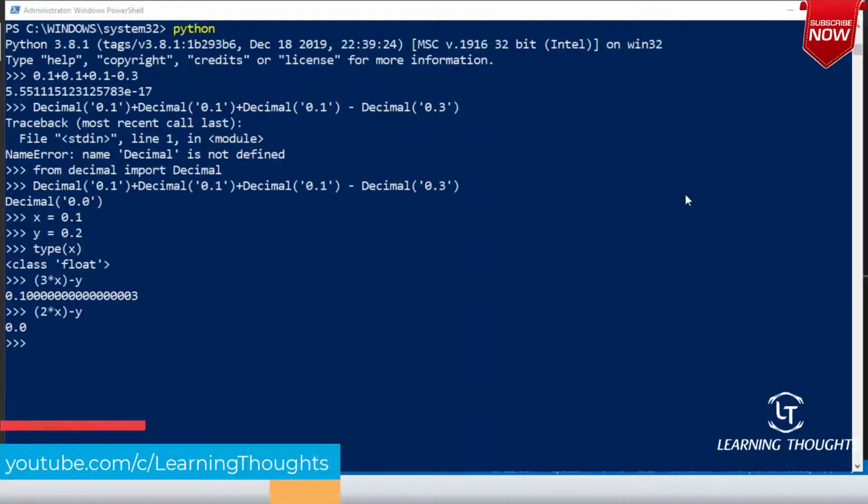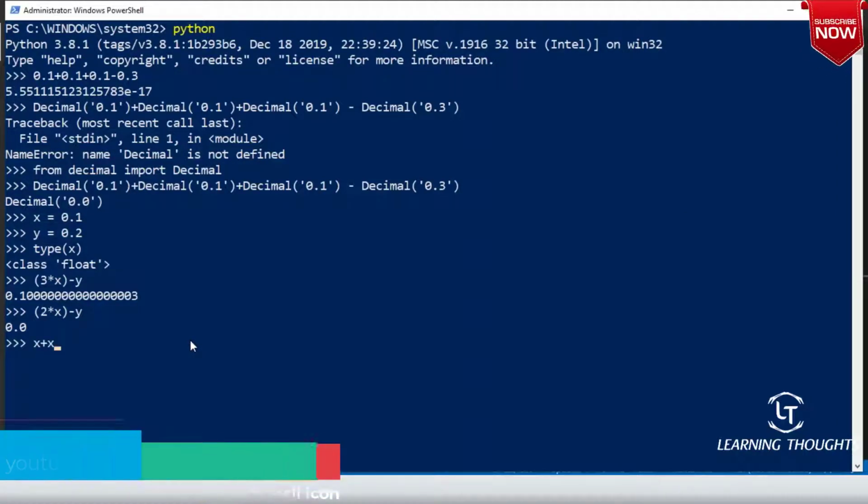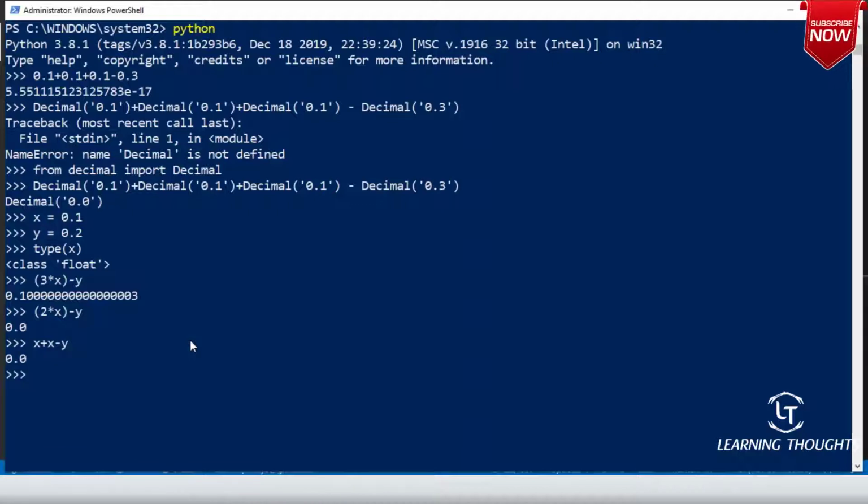Now, if I write x plus minus y, it is working. If you type 0.1 plus 0.1 minus 0.2, it works. But 0.1 minus 0.3 doesn't work. This is all due to mathematical problems, some hardware related issues. You will not get this problem every time.